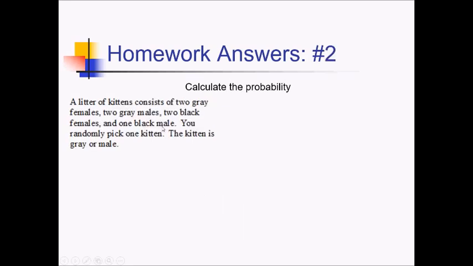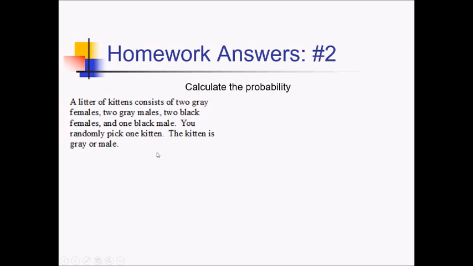On this problem, we have a litter of kittens, and we've got 2 gray females, 2 gray males, 2 black females, and 1 black male. So that's a total of, let's see here, 2 plus 2 plus 2 plus 1 is 7 kittens. Let's say we randomly pick one of these cute little guys or girls, and the kitten is gray or male. What's the probability that this is the case?